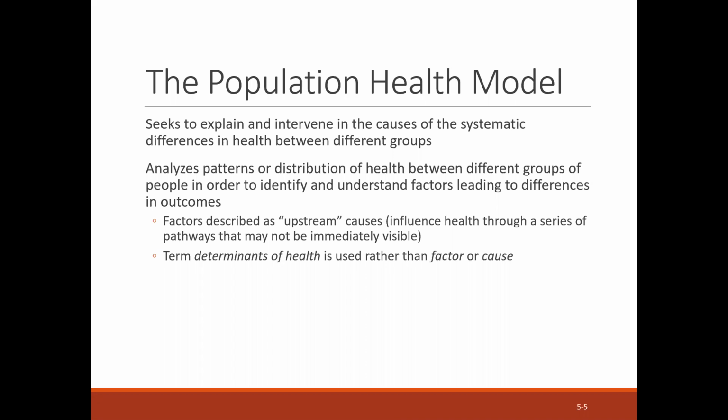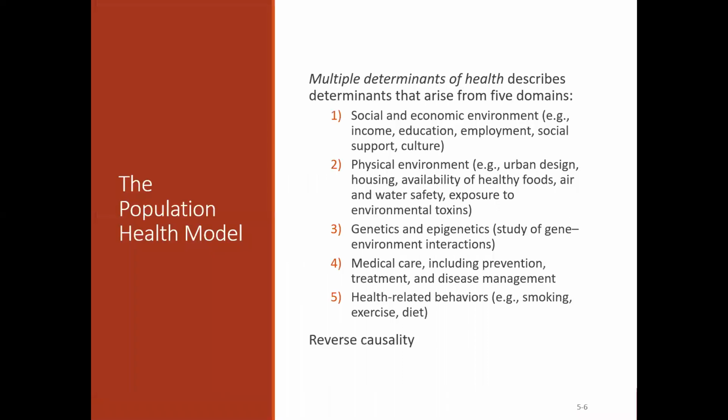One of the things that has been in the literature and the research more and more is what we look at as upstream causes. So those are factors that influence health through a series of pathways that we may not always be able to see. We also consider those determinants of health, a term used rather than factor or cause. Oftentimes you'll hear that determinants of health really impact our health outcomes more than healthcare and genetics combined. So the population health model is really looking at those systemic upstream issues.